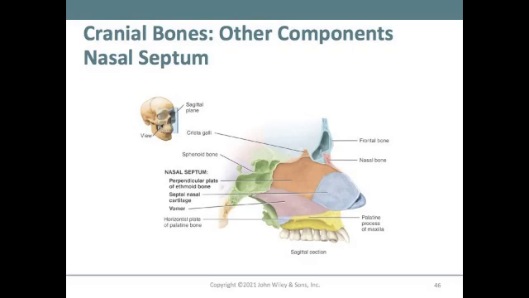But here it gives you a better view of the vomer and the septal nasal cartilage. Part of what happens here with this sphenoid bone is that it's going to help you to resonate. It helps give a quality of tone to your voice.